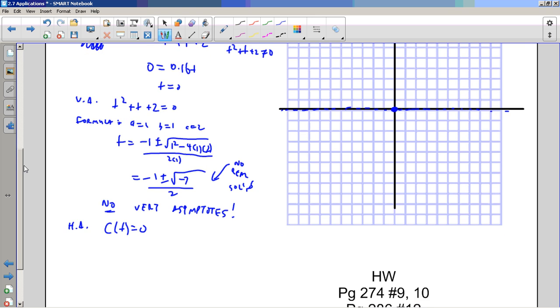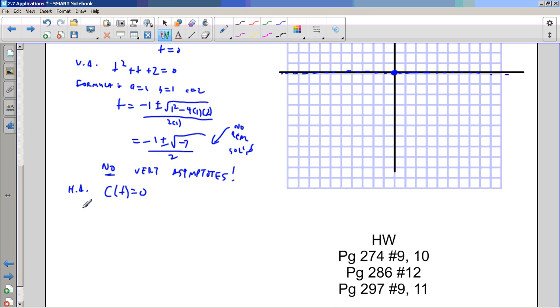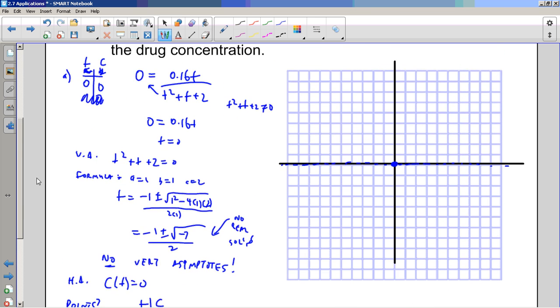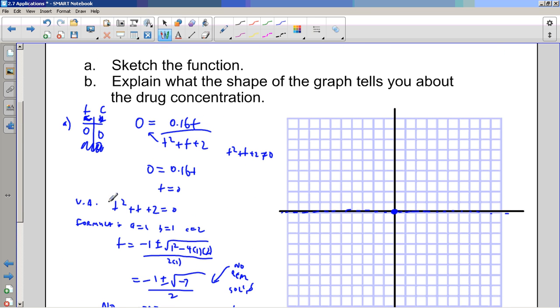So how are we going to get an idea of what this graph looks like? We might try some points, right? Let's just try some points. I know that it goes through 0, 0, but maybe I'll try 1. When t is 1, I just clunk it into my calculator and I get a concentration of about 0.04.